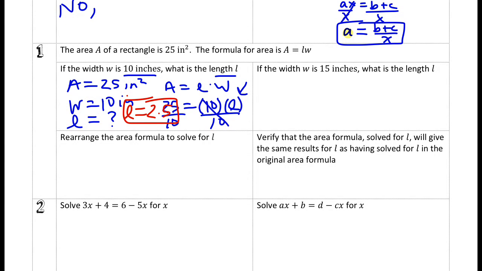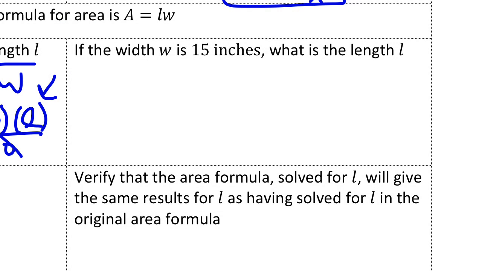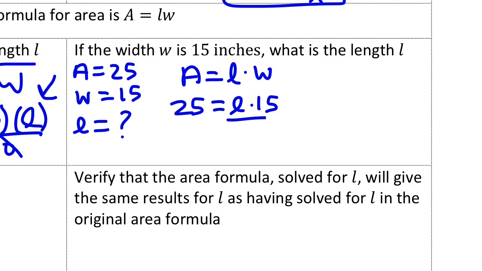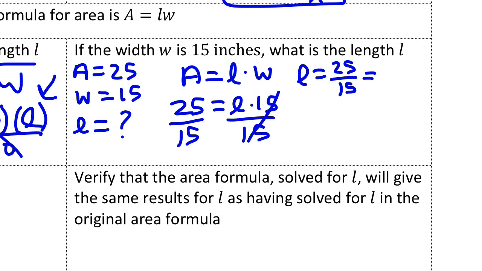Okay, this next part says if the width is 15 inches, what is the length? So if you feel like solving this one on your own, go ahead and try it. I'm just going to list out what we know again. Area is 25 inches, the width is 15 inches, and the length is what we don't know. So I know the formula is area equals length times width. So 25 equals length times 15. If I wanted to solve this, I would divide both sides by 15. And I find the length is 25 over 15, or if I simplified this, it would be 5 over 3. And I'm going to leave it like that, 5 over 3 inches.